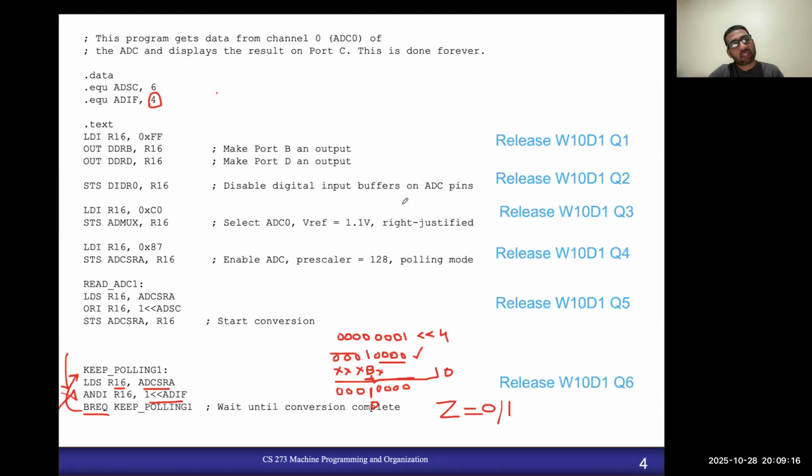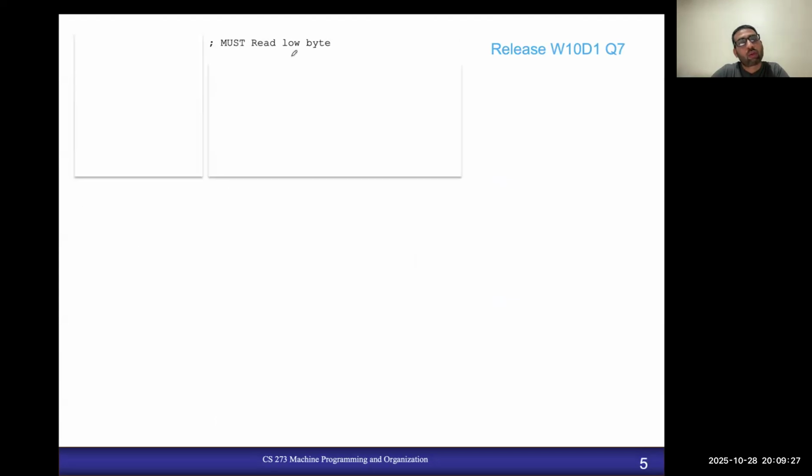If not, let's go to the next step. Once our conversion is complete in the previous slide, what will happen? We will not go back in the loop. The control will go to the next instruction. What is the next instruction? We want to read the low byte.